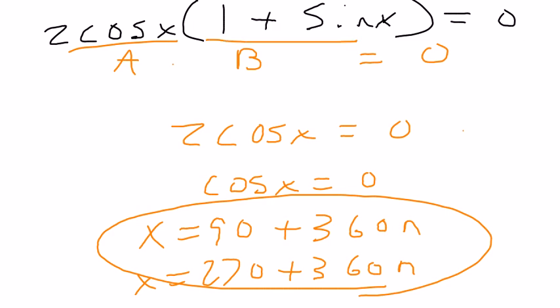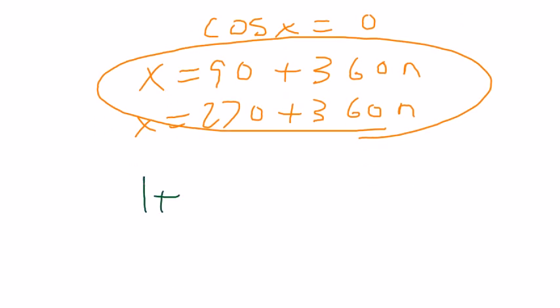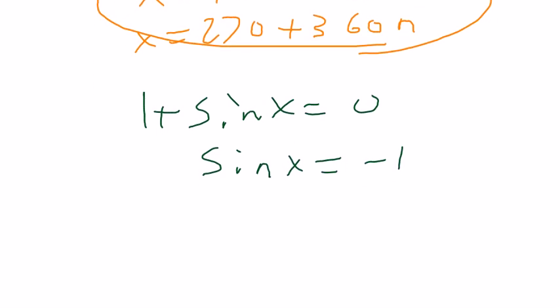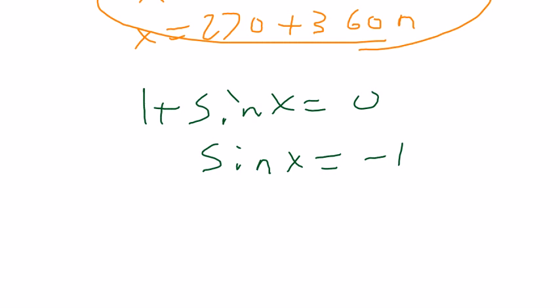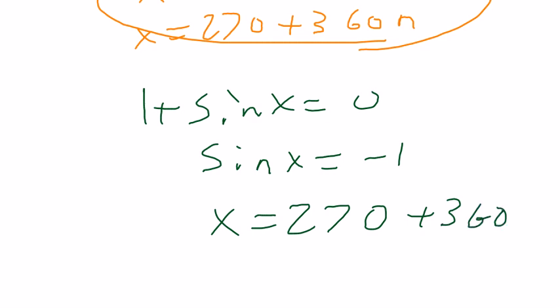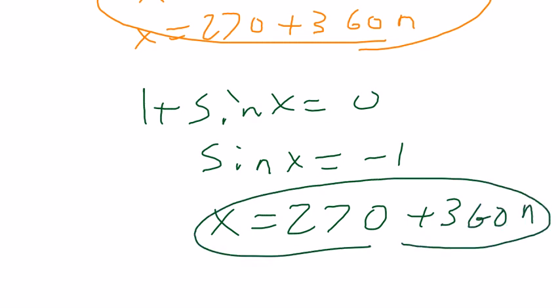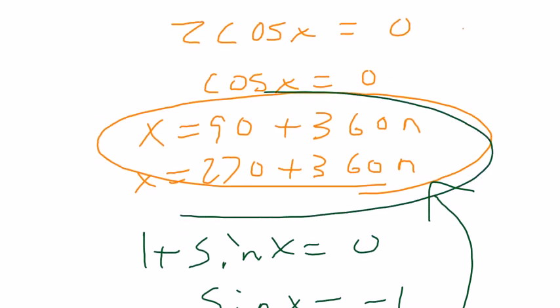Alright, now we need to do the second part of this. Change colors again. So 1 plus sine, when does this equal 0? This will equal 0 when sine equals negative 1. Between 0 and 360, that's going to happen one time, at x equals 270 plus 360n. Guess what? That is the exact same answer as the one above, so you don't need to include it. It's just going to be these two answers then.